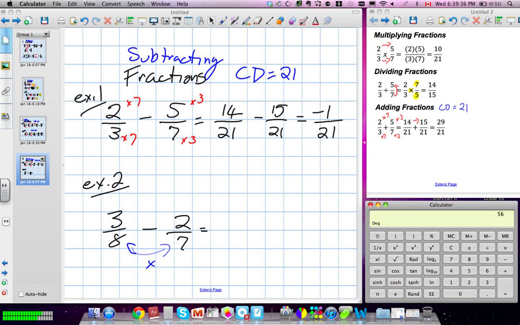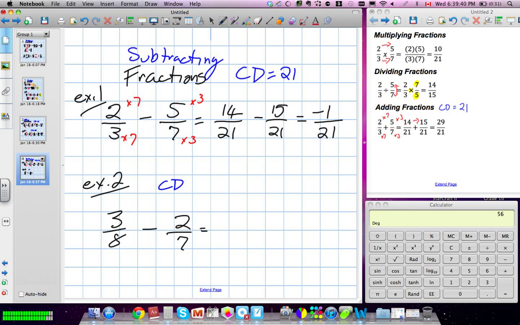So what are we going to multiply the first fraction by? 7. And the second fraction? Times 8. Good. Okay. So 3 times 7? 21. Good. Divided by? 56. Good. Subtract 16 over 56. Good. What's our answer going to be over? 5 over 56. Good. There we go. We got it. Does that make sense?